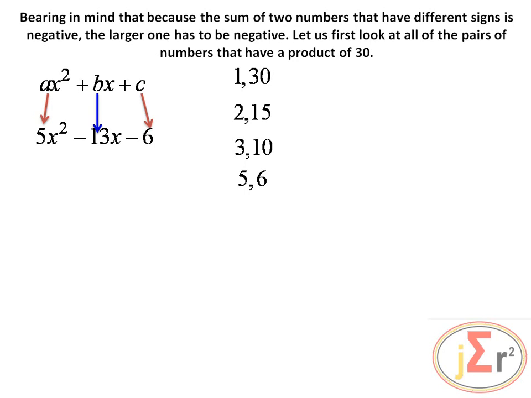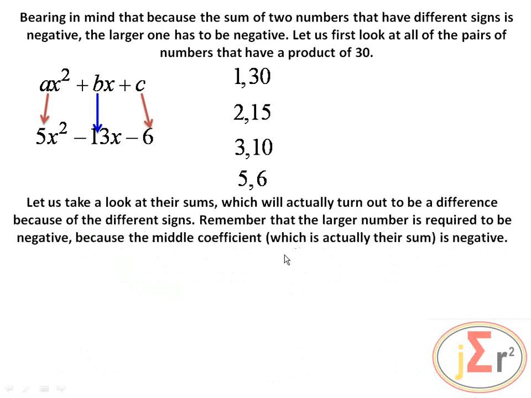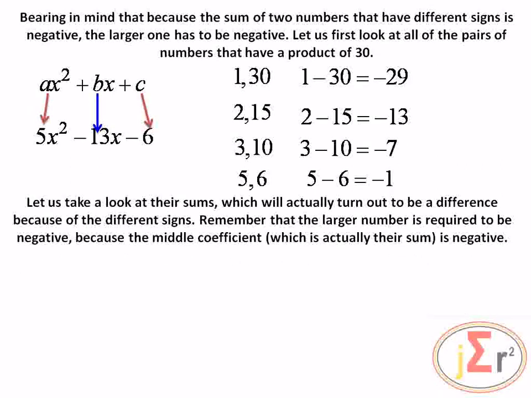They have different signs because when we multiply them we got a negative 30. So they have different signs. And when we add them, the result is negative. The larger one is negative. So let us take a look at their sums, which will actually turn out to be a difference because of the different signs. Remember that the larger number is required to be negative because the middle coefficient, which is actually their sum, is negative. So there we have the possibilities, and no doubt we can pick the correct one out of the mix.